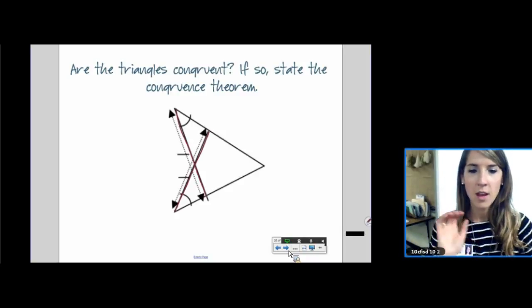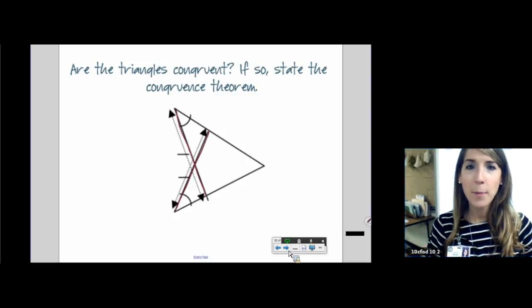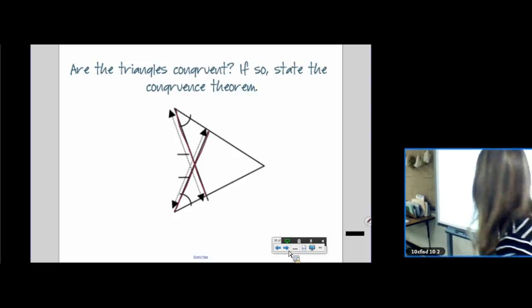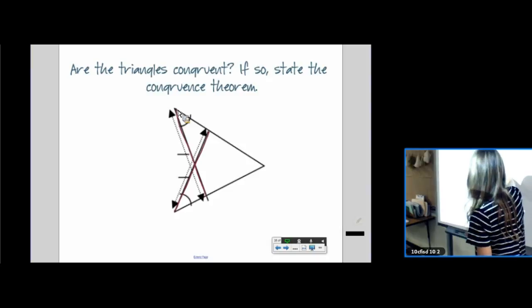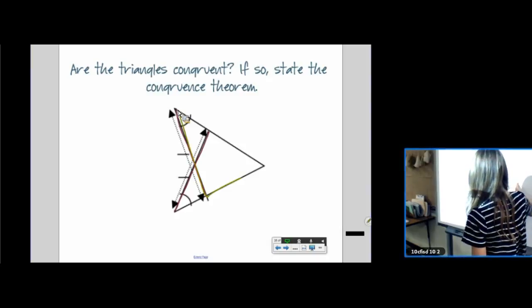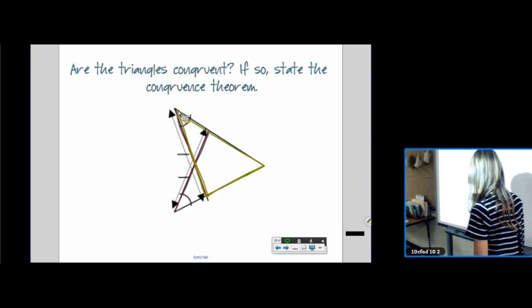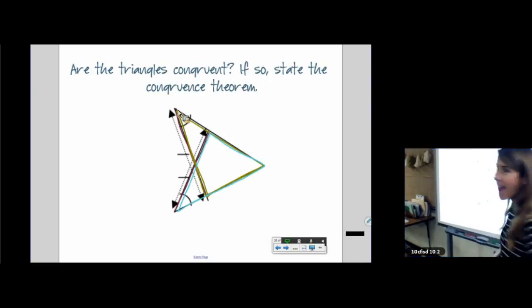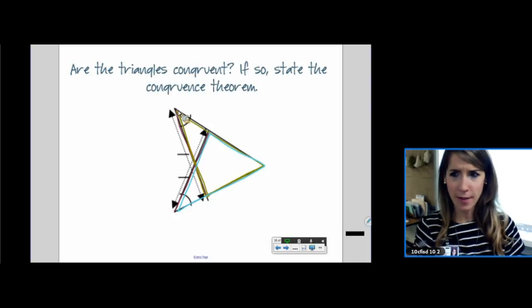Be careful. Something happens in this example that's never happened before. We've had plenty of shared sides. We've never had a shared angle. If you want to look at what two triangles we're looking at here, this is one of our triangles, the green one, and this is our other triangle, the blue one. They're actually sharing an angle, which has never happened.